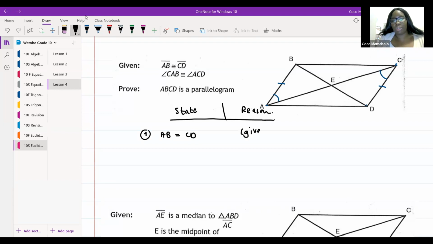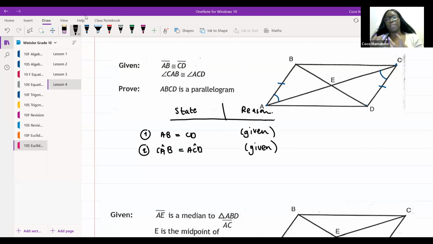They've given it to me. I don't even have to stress too much about it. The other information they've given me is that angle CAB is equal to angle ACD. That's also given. Now, there are a couple of things that we can figure out from what they've given us that's going to help us prove that this is a quadrilateral. Does anybody want to venture for me? What else can we do? Where else can we look to see whether this is going to be a parallelogram or not? Anybody seeing anything on the screen?